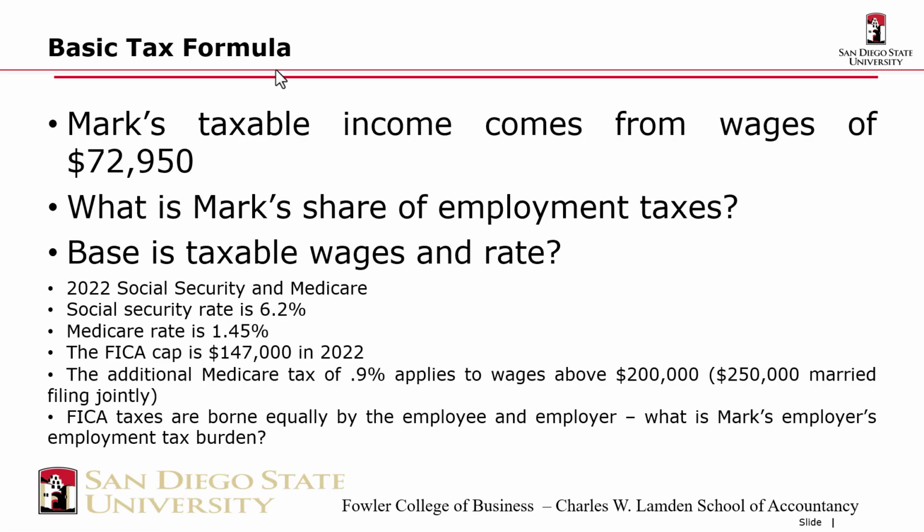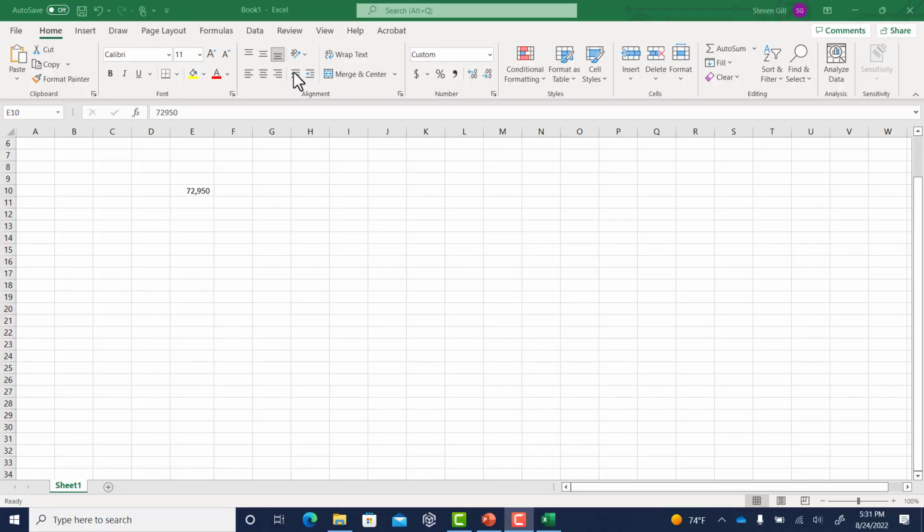Okay, so let's go out to Excel and calculate Mark's employment taxes. Okay, we're back in Excel. We've got Mark 72,950. And let's recall what the situation is here, right? So we have an employee tax for Social Security. That's 0.062, right? 6.2%. We've got a Medicare tax for the employee of 0.0145. And then we've got the employer share.